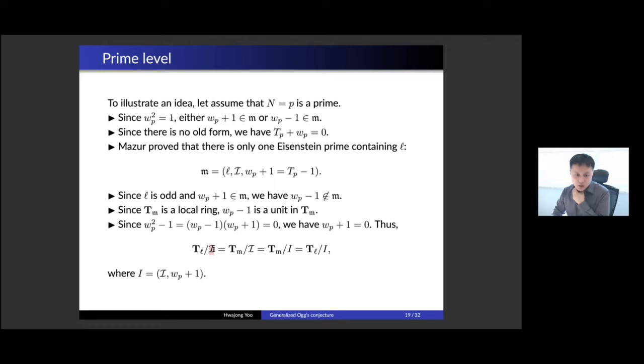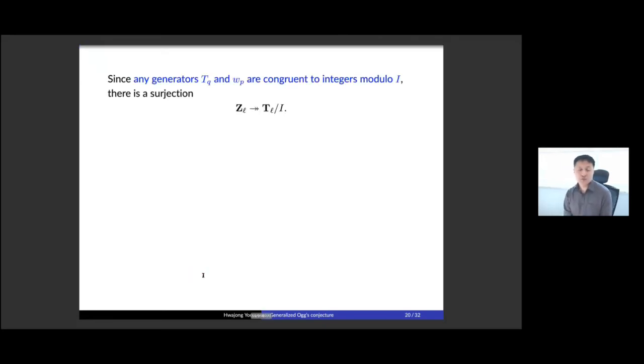Because for this minimal Eisenstein ideal, there are some missing operators. For instance, in this case, WP. However, this one contains all the operators. This is very important. So since any generators, TQ and WP, are congruent to integers modulo I, there is a natural surjection from TL to TL mod I. Any operator in TL is congruent to an integer modulo I.